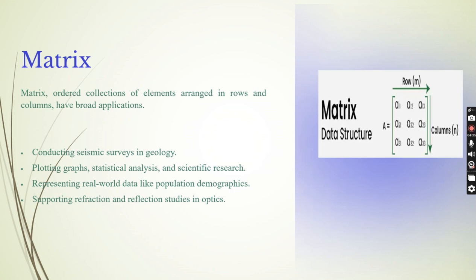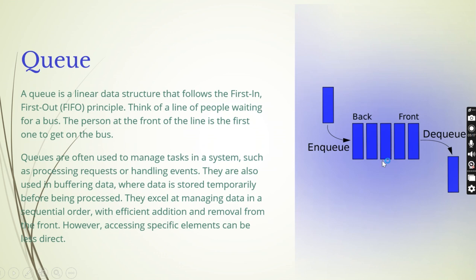A matrix is an ordered collection of elements arranged in rows and columns. It has broad applications, such as conducting seismic surveys in geology, plotting graphs, statistical analysis and scientific research, representing real world data like population demographics, and supporting reflection and refraction studies in optics. So this is the structure of the matrix, where the rows and the columns are given here. So this is a matrix data structure.